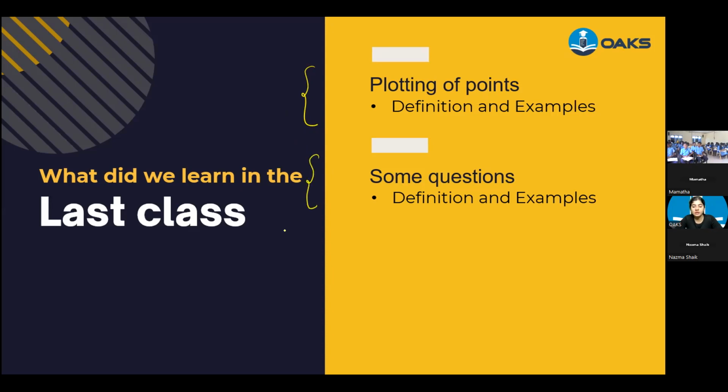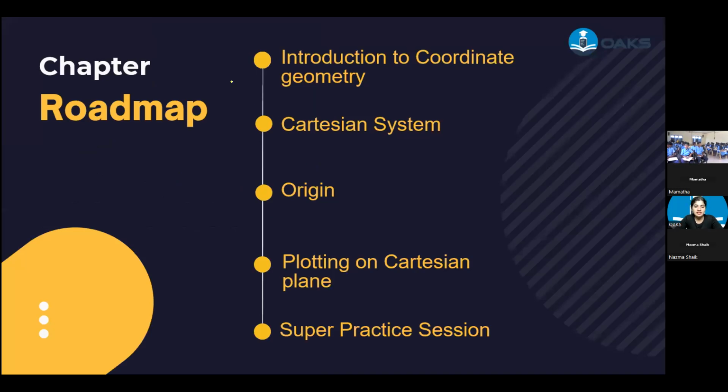Today also we'll be doing a summarized section of the whole chapter, and we'll be doing some good, some difficult questions based on coordinate geometry. Now, let's start. This is the chapter roadmap. We are done with the introduction to coordinate geometry. We are done with the Cartesian system, where we learned the introduction, and the origin. In the last class we were done with plotting on the Cartesian plane. And today we are on the last lecture of this chapter, the super practice session.